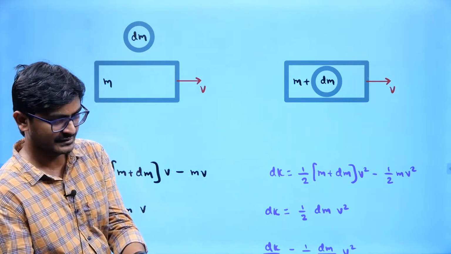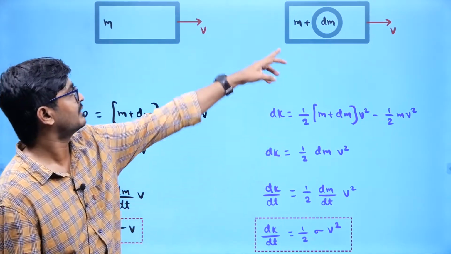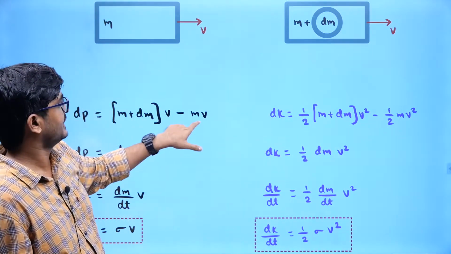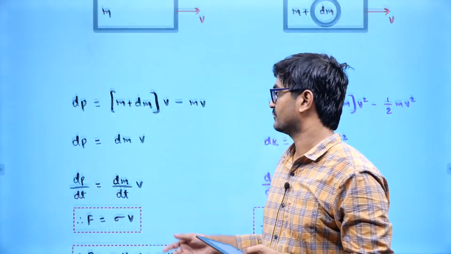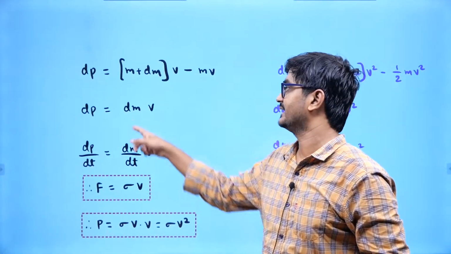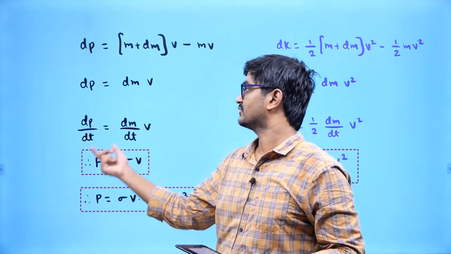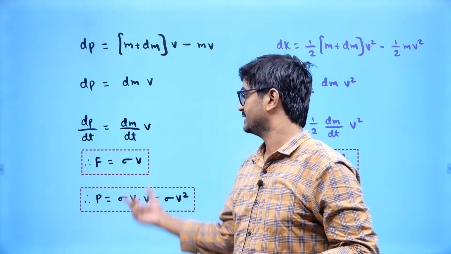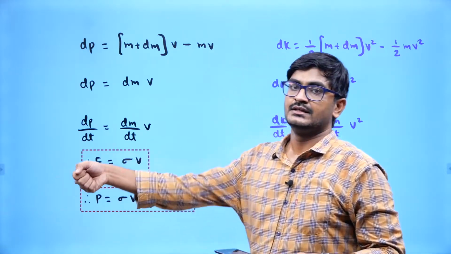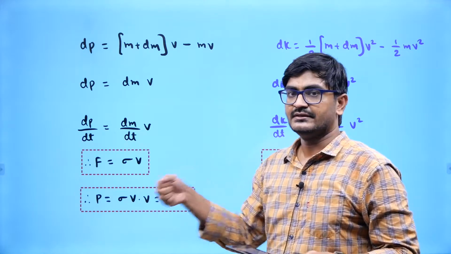So what is the change in momentum? Change in momentum is final momentum minus initial momentum. This is the small change in momentum during that small time interval. So which will turn out to be how much? m into v will get cancelled, so you will get dm into v. So what is the rate of change of momentum? That is dm by dt into v. dm by dt is sigma, given in the question. So this is the force we need to apply to make it move with constant speed v.